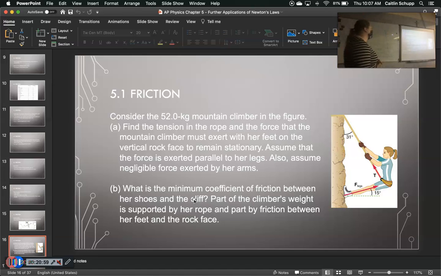All right, let's do some more. Let's do another one. We've got a mountain climber. She's holding on to this side of the rock pretty tightly. We've been given an angle. We have an applied force. Our goal is to find the tension in the rope and what force she must exert on the vertical rock to remain stationary. So there's got to be friction somewhere. Okay? So let's draw a diagram. Let's see if we can find it.